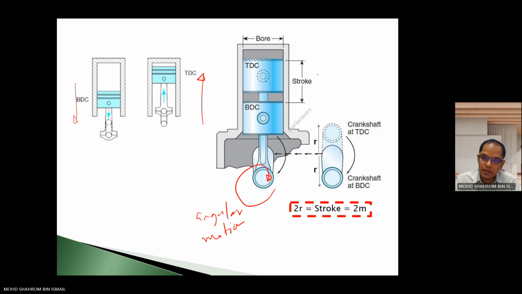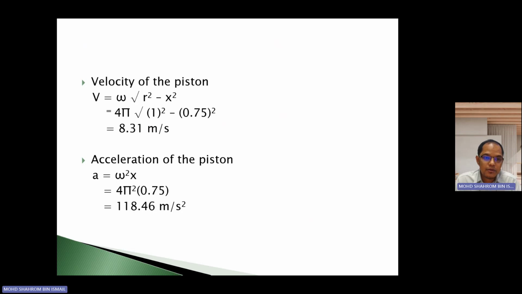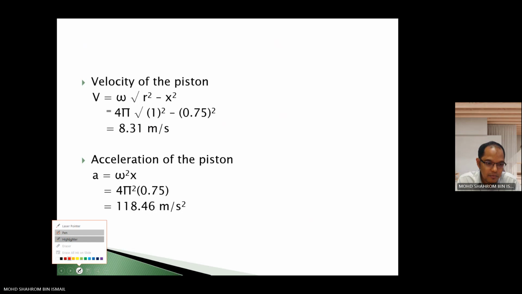In order to make the piston move in linear motion. Okay, so here we can see a very simple equation. Velocity of the piston: velocity is equivalent to omega multiplied by the square root of r squared minus x squared. By substituting all the relevant values or parameters that have already been stated throughout the question, you manage to get the velocity to be 8.31 meters per second.